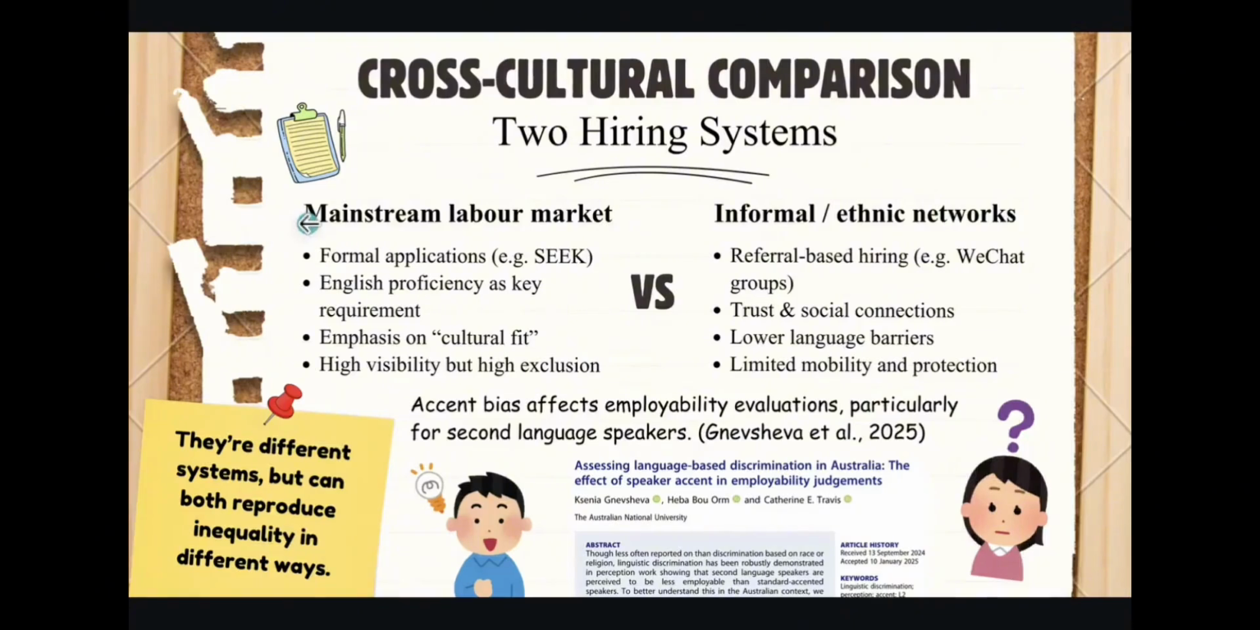On the one hand, the mainstream labor market. Platforms like Seek, where fluent English and culture fit are expected. The system looks fair, but it filters people out early, especially those who don't meet implicit expectations. On the other hand, informal networks like WeChat groups or referrals rely more on trust and lower language barriers, but these jobs are often less secure, with lower pay and limited mobility. So even though the systems seem different, they lead to similar outcomes. Research shows that accent bias affects how employable second language speakers are perceived to be. So the key point here is about different systems, but both reproduce inequality.